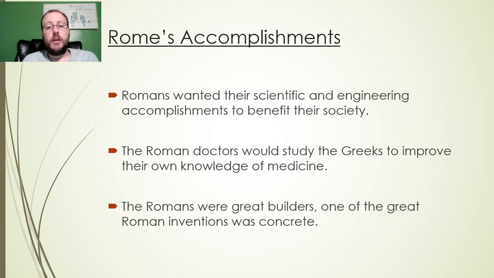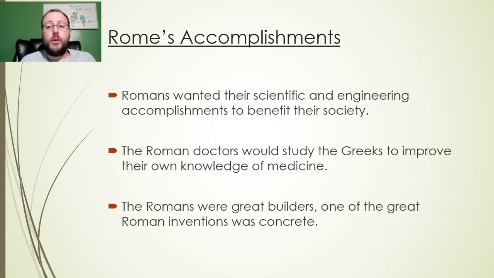Now, just some of the advancements of Rome. Romans wanted their scientific and engineering accomplishments to benefit their society. The Roman doctors would study the Greeks to improve their knowledge of medicine. Basically, they were building on the bedrock of other civilizations, saying, okay, what did they do? And how can we improve it? And so the Greeks and the Romans were having a lot of similarities. And when we get into talking about the Renaissance, we're going to talk a little bit about that some.